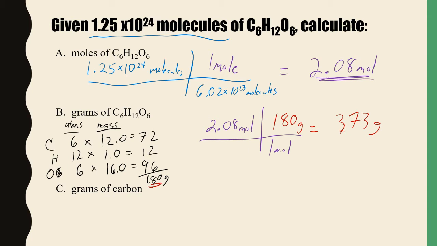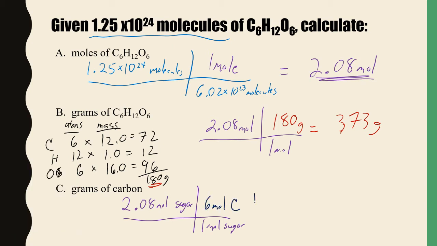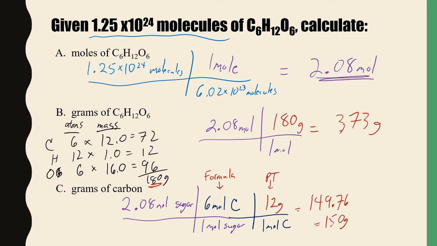Now, how much of that is carbon? So how much of that 373 grams is carbon? There's 2 ways to do this. We can start with the moles again. So we can start with that 2.08 moles of sugar, and we know that for every 1 mole of sugar, there are 6 moles of carbon, and that for every 1 mole of carbon, there are 12 grams. So grams to mole we got from the periodic table. Moles to sugar we got from the formula. All right. And so when we multiply all that out, we get 149.76. So, 150-ish. 150 grams of that 373 grams is carbon.